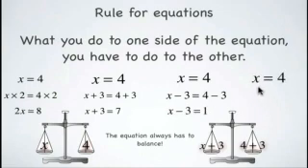And finally, if we start with x equals 4, I can divide both sides by the same number. If I do x divided by 2, then I have to do 4 divided by 2, and x divided by 2 is equal to 2, which makes sense because if x equals 4, half of x equals 2. That is still in balance.